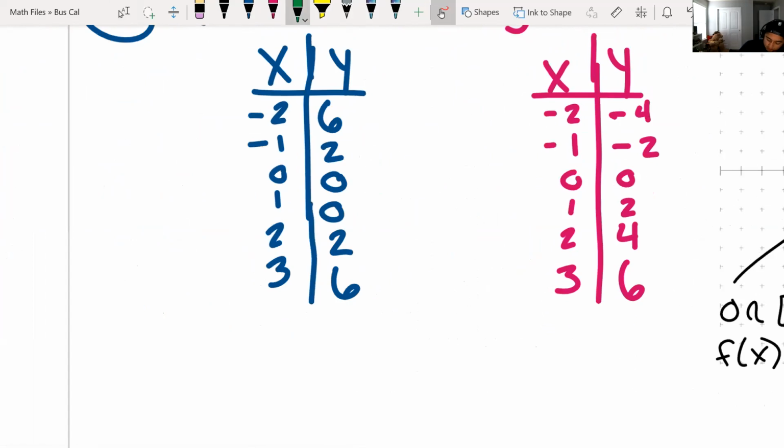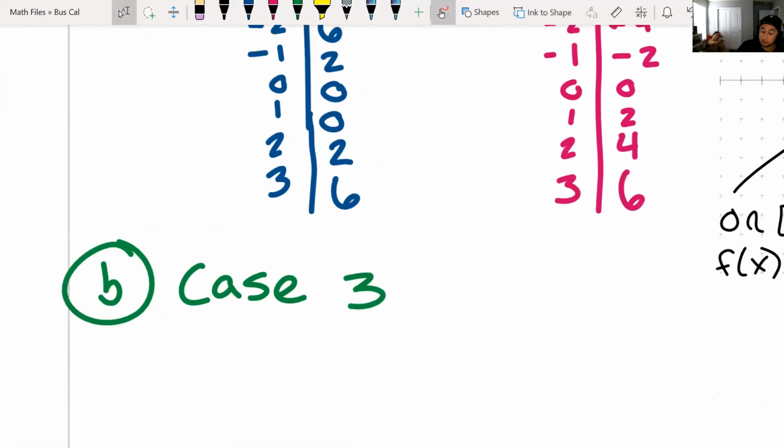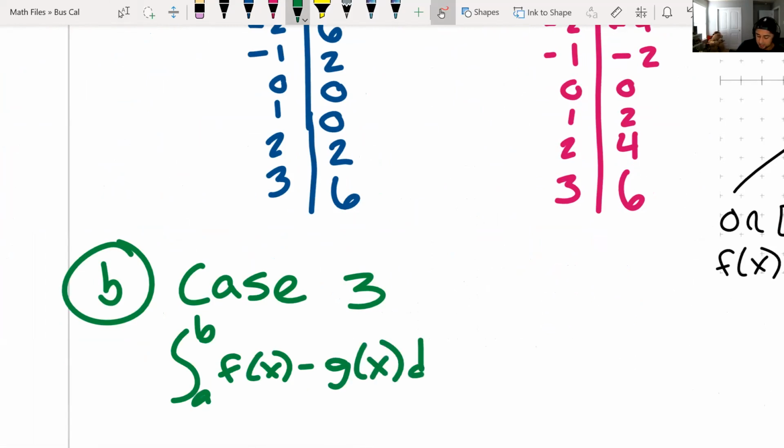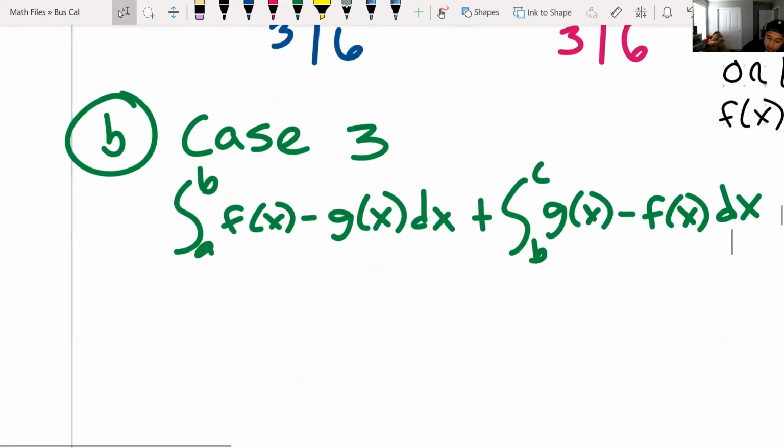So this is B, case 3. So again, 2 integrals. Integral from A to B, f of x minus g of x dx, plus integral B to C, g of x minus f of x dx. Okay, let's set it up, which means we move on to step C.